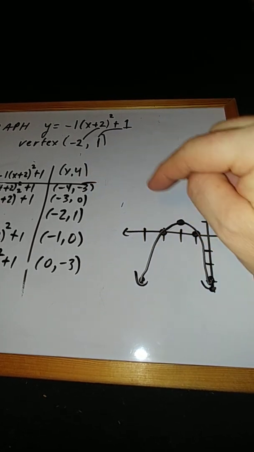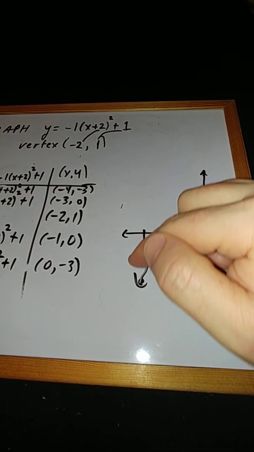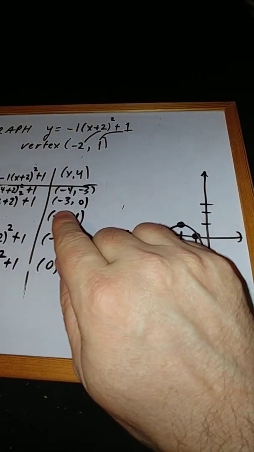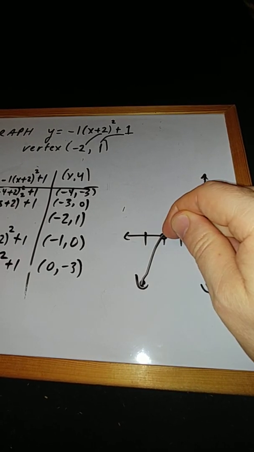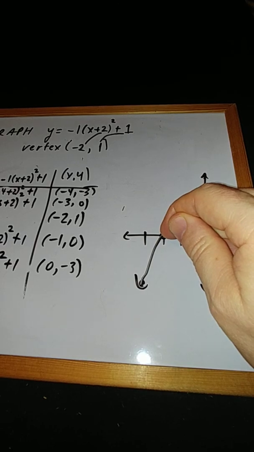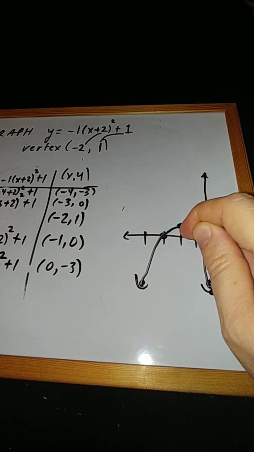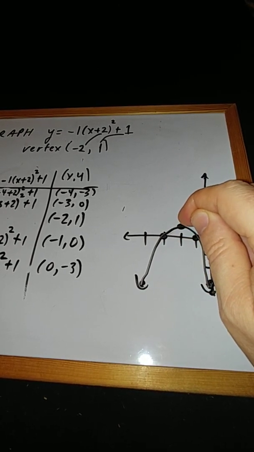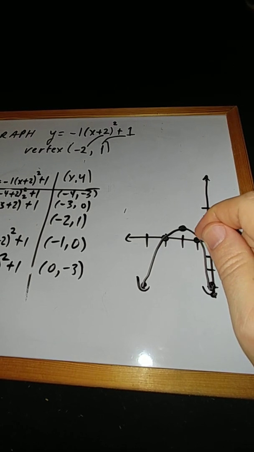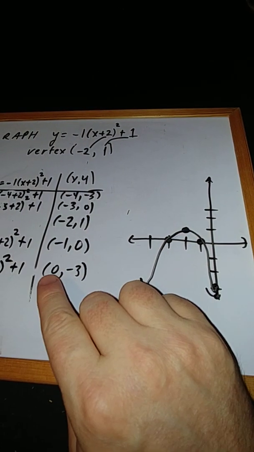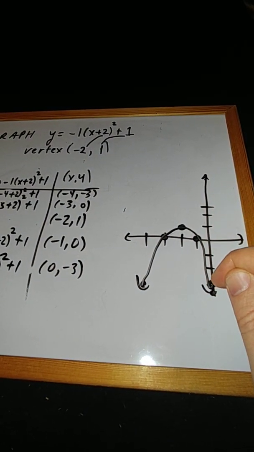So (-4, -3) is plotted by starting at the origin, and you go 4 units to the left and 3 units down. (-3, 0) you plot by going to the origin and going 3 units left. Plot (-2, 1): start at the origin, go 2 units to the left, 1 unit up. (-1, 0): you start at the origin and go 1 unit left, plot your point. (0, -3): start at the origin, go 3 units down, plot your point.